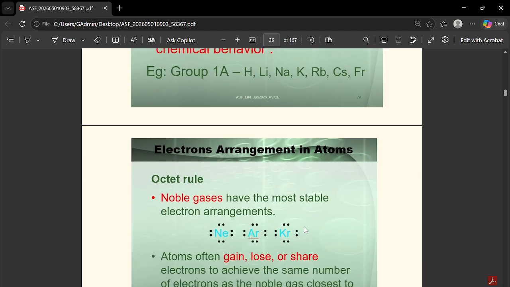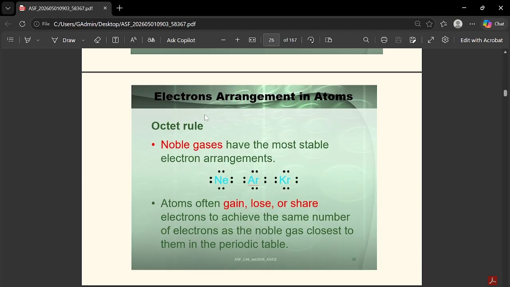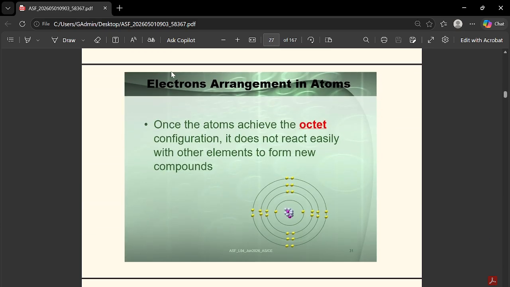Let's skip this one. So, referring to the octet rule, like I said, I typically mention noble gases because they have the most stable electron arrangement. They typically don't want to gain, lose, or share any electrons. It makes it much harder to react with them. You can see here on the octet rule, once atoms achieve the octet configuration, they do not want to react easily with other elements to form new compounds. So it makes it much harder to react with these elements, especially noble gases.